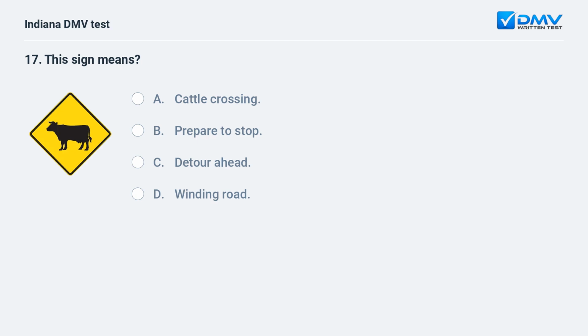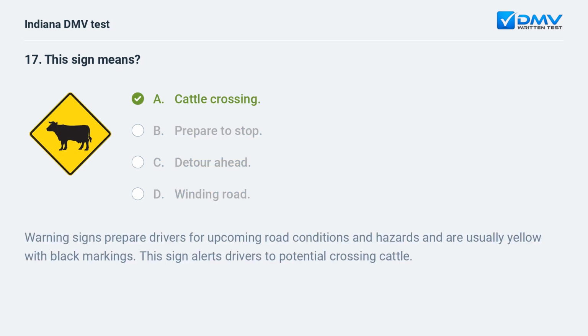A. Cattle crossing. Warning signs prepare drivers for upcoming road conditions and hazards and are usually yellow with black markings. This sign alerts drivers to potential crossing cattle.